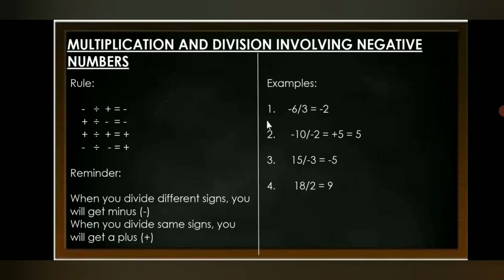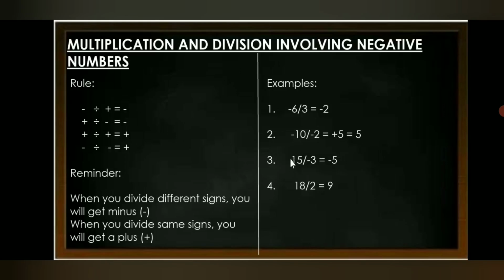We have the first one being minus 6 divided by 3. Minus divided by plus, there's an invisible plus here, right? Will leave us with minus. 6 divided by 3 will leave us with 2. Minus divided by minus will give us a plus. 10 divided by 2 will give us 5. So plus 5 is same thing as 5.